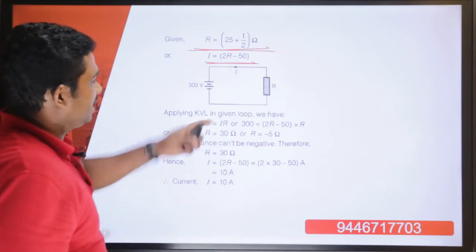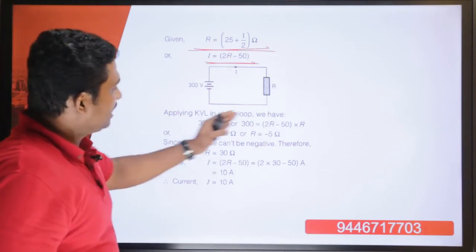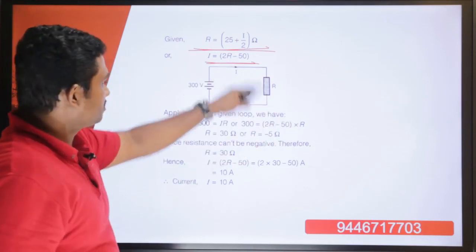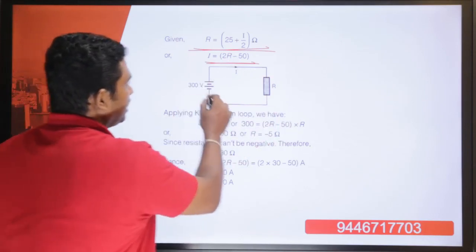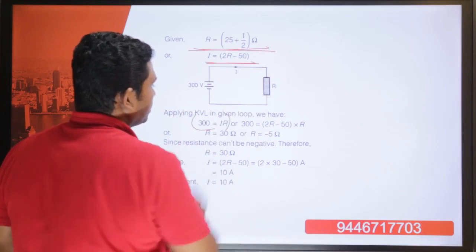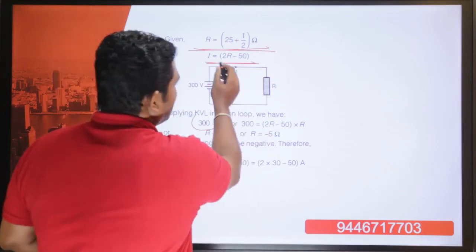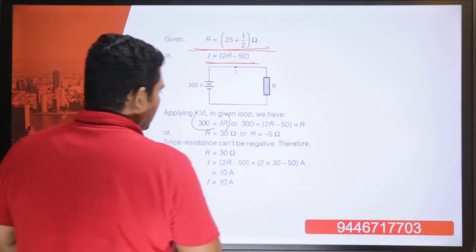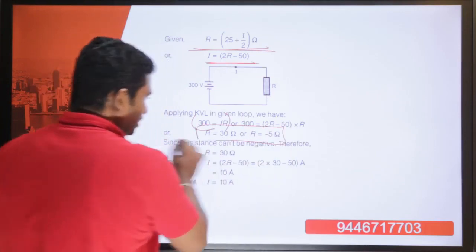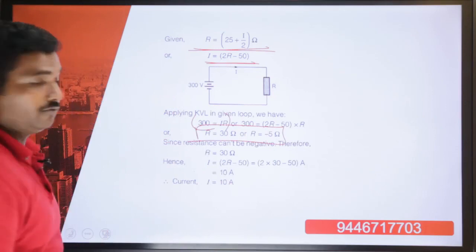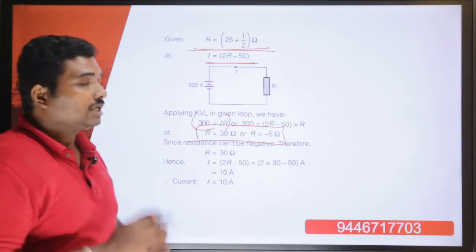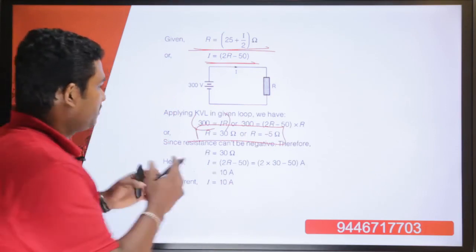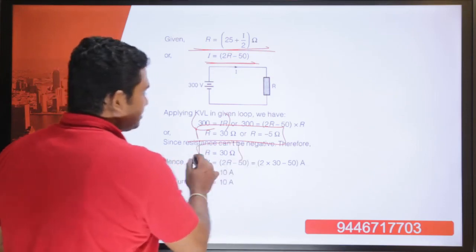So we have obtained the value of I, and we are going to apply KVL in this loop. So 300 is equal to I into R, or 300 is equal to I, and what is I? It is 2R minus 50, into R. You can solve this. Then you will get R is equal to 30 ohm, or R is equal to minus 5 ohm. Can resistance be negative? Resistance can never be negative. So we will have to consider R as 30 ohms.